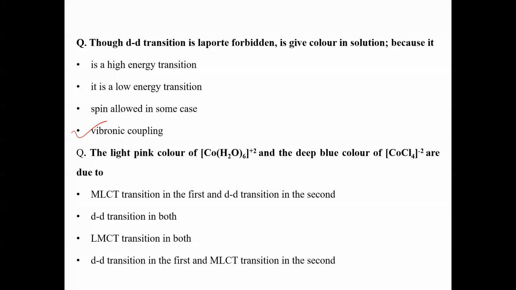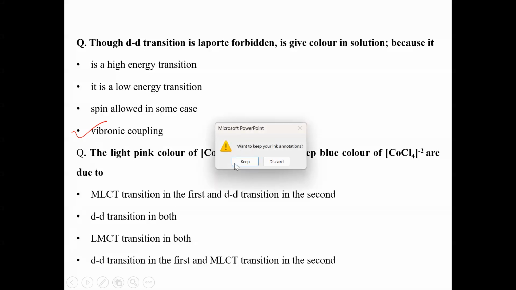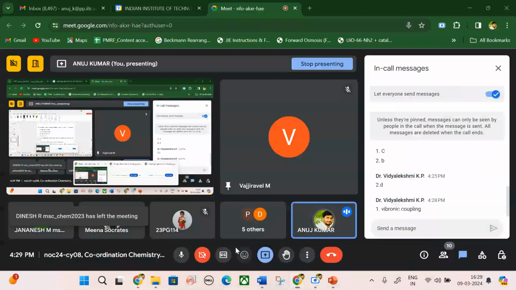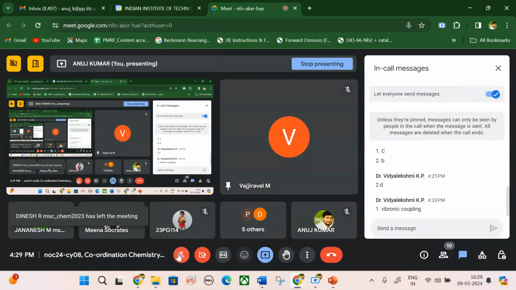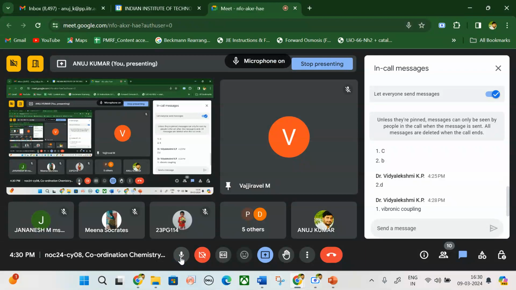And what about the second one? Think about it. Yeah, vibronic coupling, yeah, vibronic coupling is correct. And what about the second one? Any guess? Any guess?